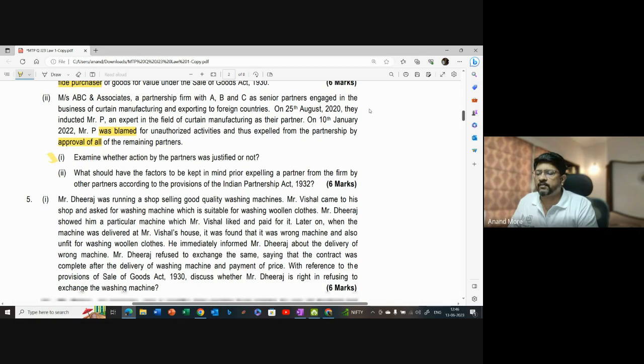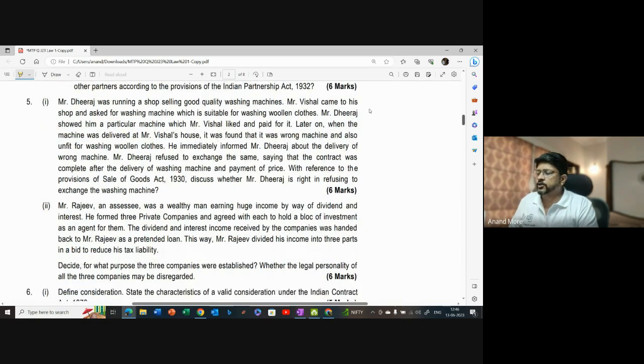Question number 5. Mr. Dheeraj was running a shop selling good quality washing machines. Mr. Vishal came to his shop and asked for a washing machine which is suitable for washing woolen clothes. Mr. Dheeraj showed him a particular machine which Mr. Vishal liked and paid for it. That means the goods are sold after sample or actual inspection. Goods are as per description because he said he wanted it only for washing woolen clothes.